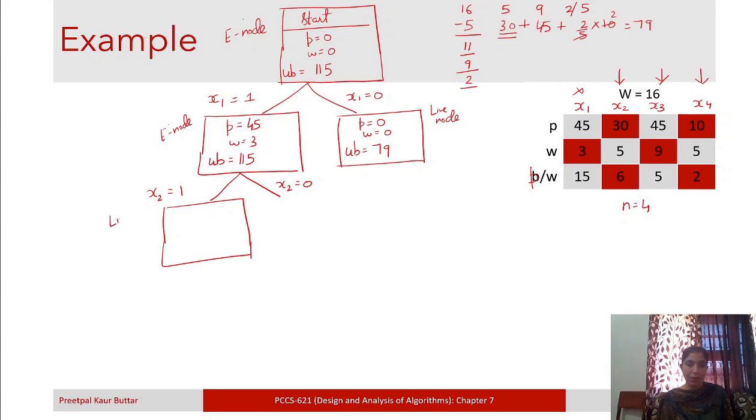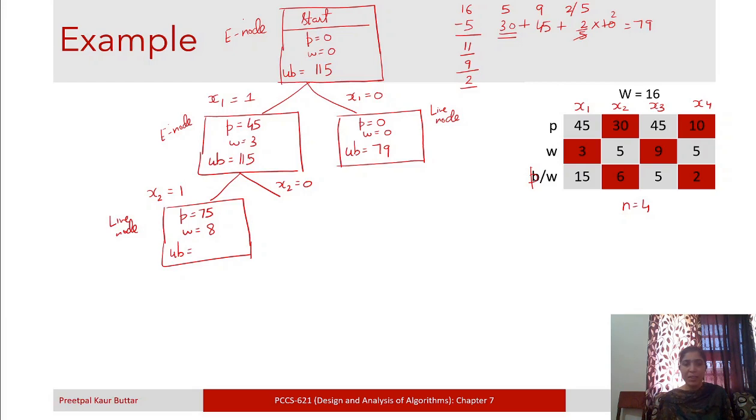Now this is a live node. If we pick x2, the profit will be the previous profit, because we reached this node from its parent. After picking x1, now you are trying to pick x2, so profits will be added. The profit of x1 is 45 and the profit of x2 is 30. 45 plus 30, the total profit will be 75 and the weight will be 3 plus 5, 8.